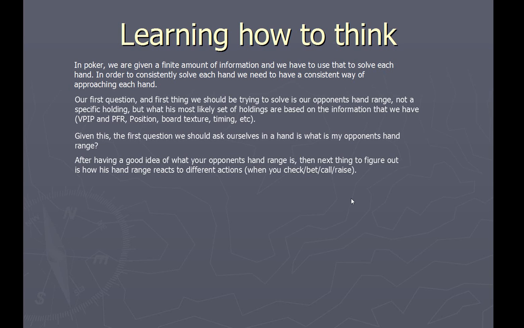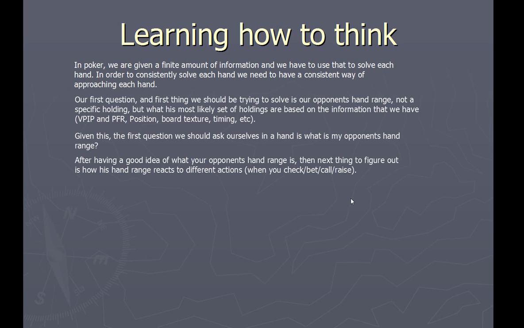But yeah, so after figuring that out, using all the information that we have, what we want to figure out is how their hand range is going to react to our different actions. And what I mean by that is, when we bet, what are they going to do with the different portions of their hand range? What are they going to do when we check, call, raise, go all in? The different things that we can do.